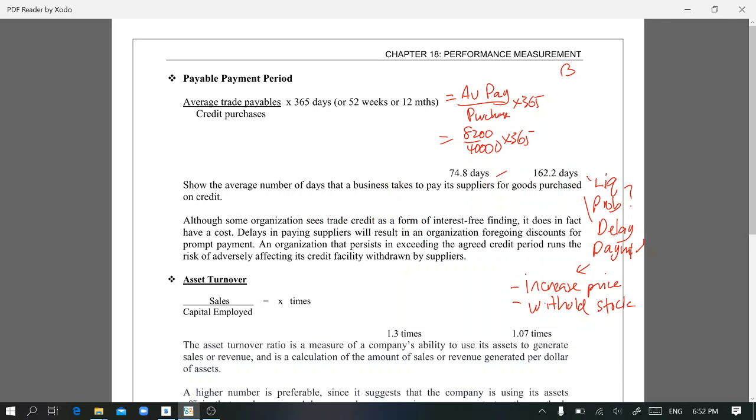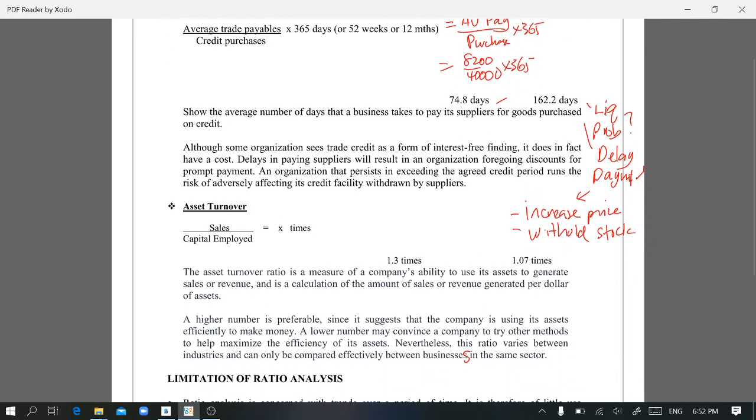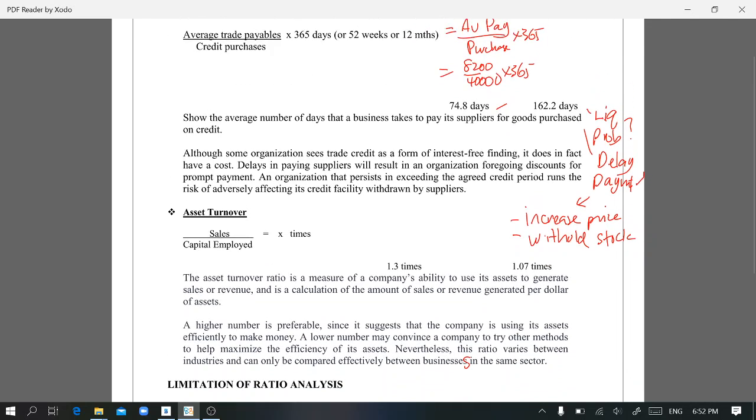Okay. Withhold the stock. Held back the stocks. Okay, and the last one will be on asset turnover. Asset turnover will be sales divided by capital employed, which is actually equity plus debt, or it can be total asset minus current liability. So just now where capital employed is 46 plus 15, our sales is 79,600.